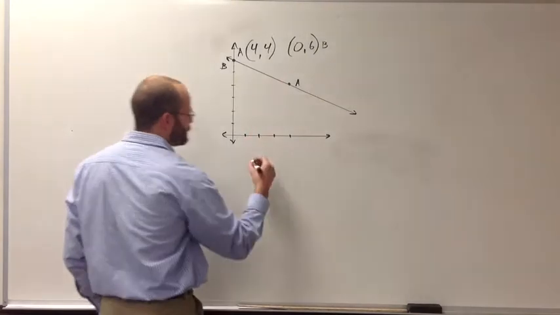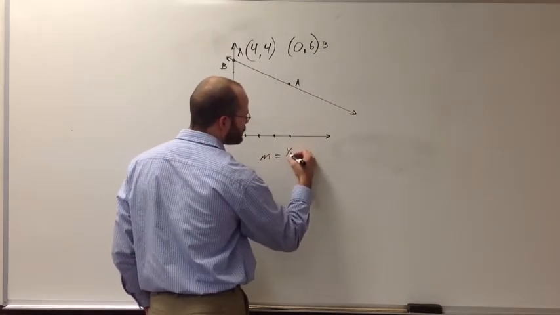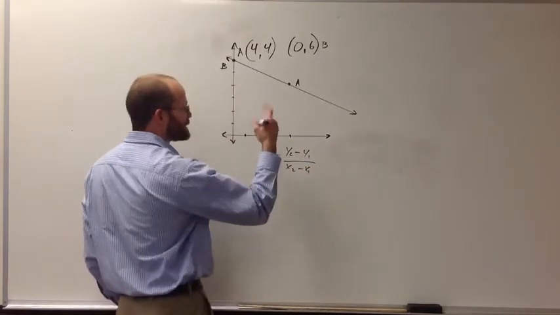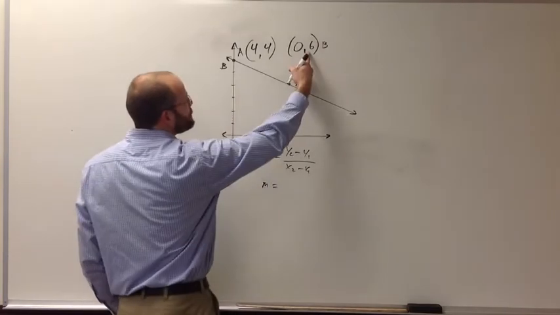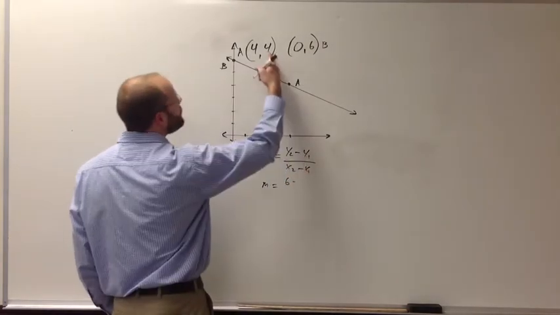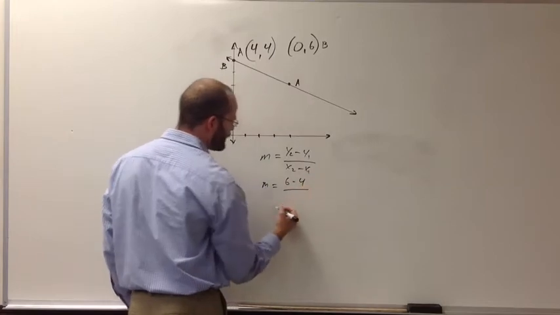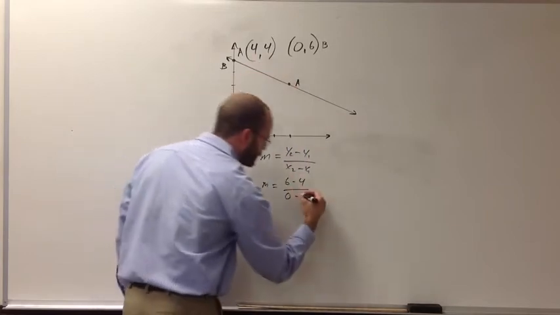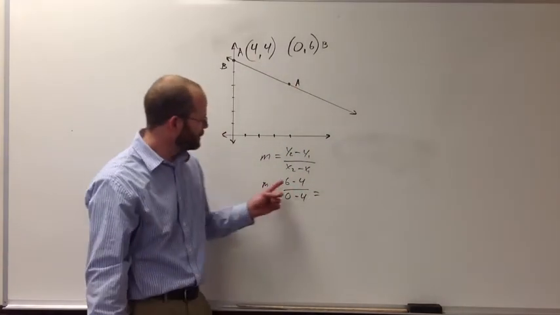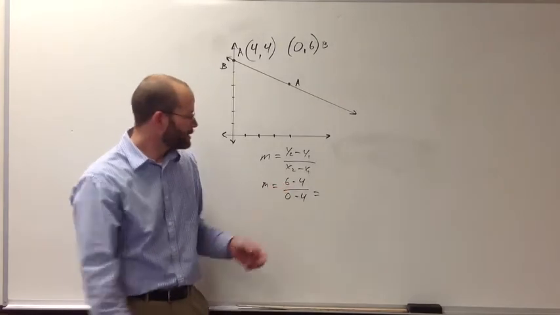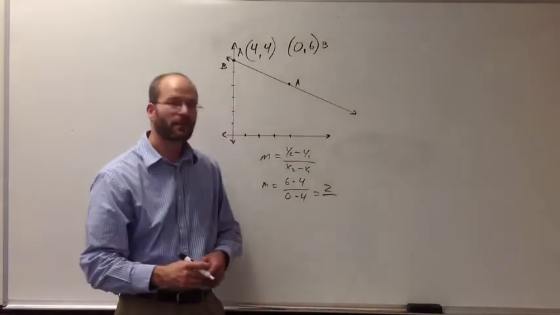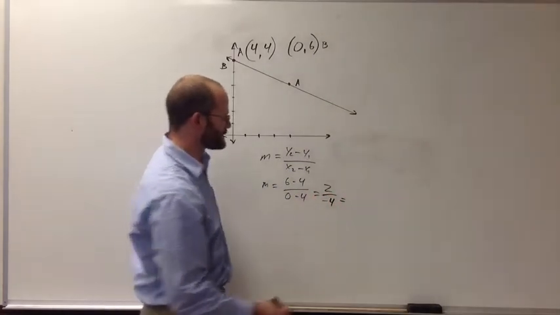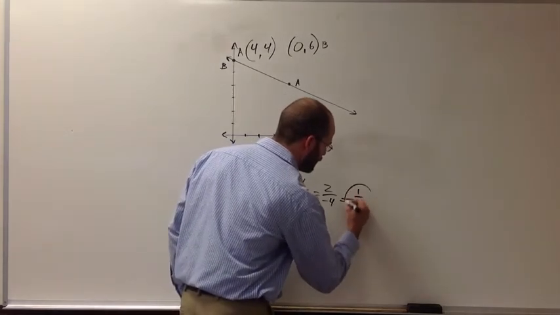To find the slope of AB, remember that slope is equal to y2 minus y1 divided by x2 minus x1. Therefore, in this instance, slope is equal to y2, which is 6, minus y1, which is 4, divided by x2, which is 0, minus x1, which is 4. And we need to simplify that a little bit. 6 minus 4 is 2, and 0 minus 4 is negative 4. So you see the answer when we simplify it here is negative 1/2. And that is our slope.